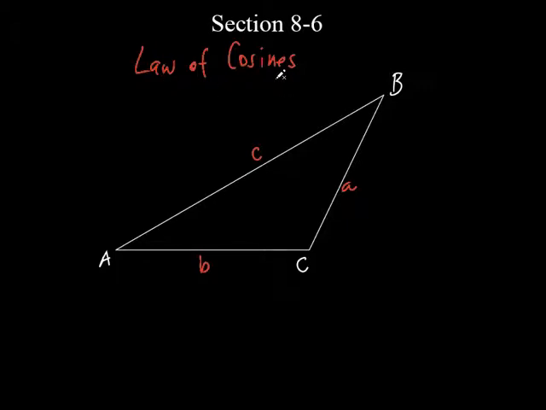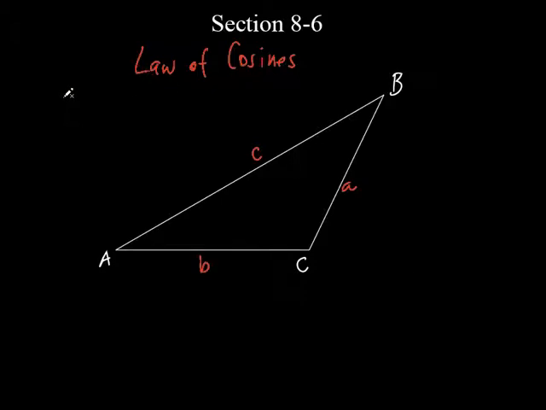So the law of cosines is a method you can use to solve for missing sides if you don't have a right triangle. These are for non-right triangles. Everybody got that? Because if you had a right triangle, you could just use your trig functions to figure it out. But you can't use your trig functions on this. Let's show you what the actual law is, and then we'll do an example.